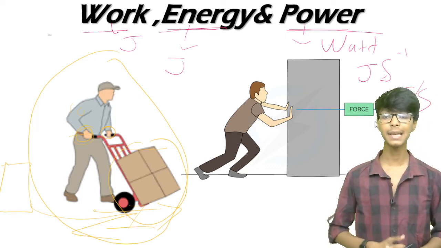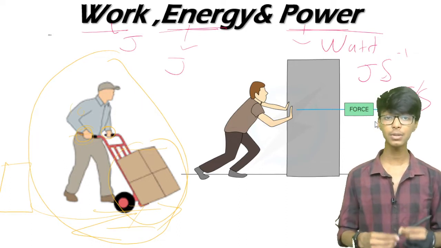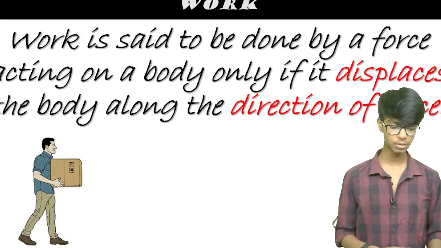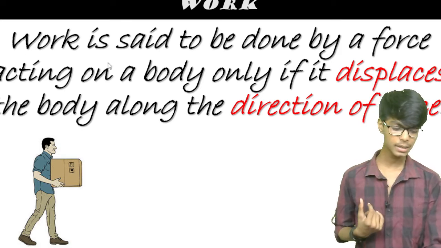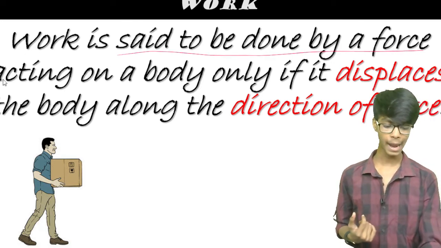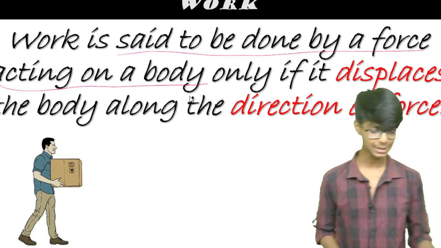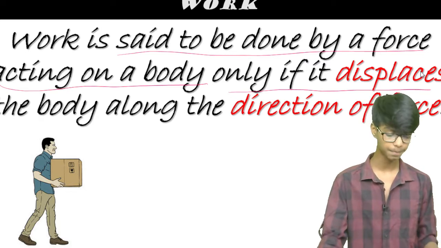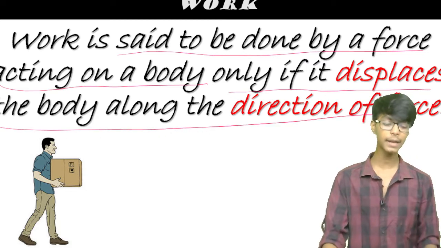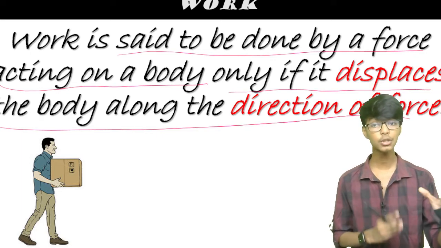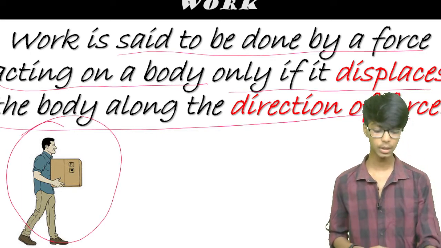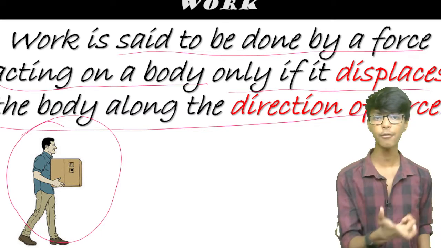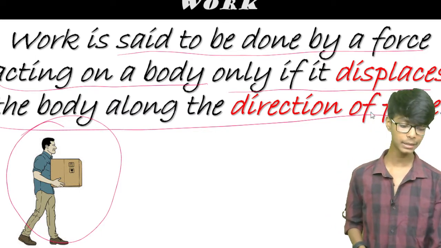I have divided the videos into small parts, as it is physics, so that it is easier for you guys to understand. First we need to understand what work is. Work is said to be done by a force acting on a body or object only if it displaces the body from its initial position along the direction of the force. The direction of force is important. This man is doing work along the direction of force. In the definition, you have to use some points, the red part that is highlighted: the direction of force and displacement.